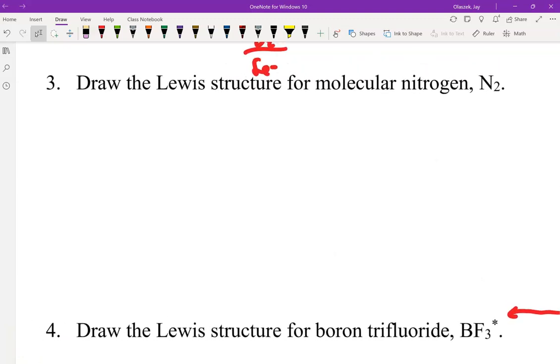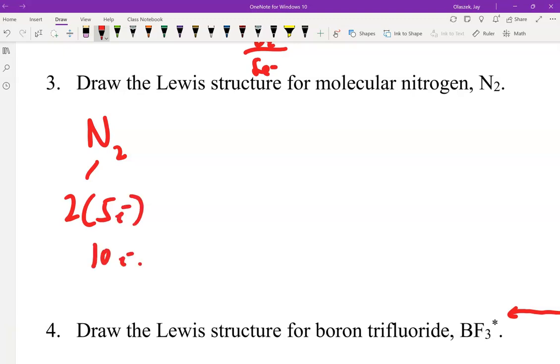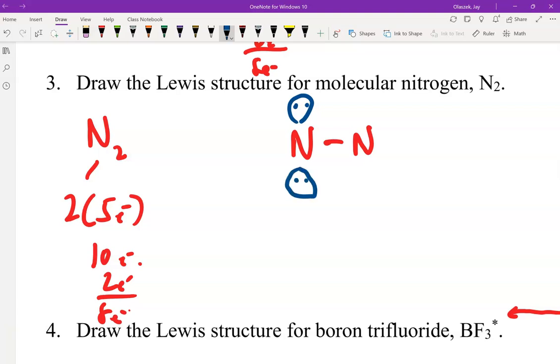This one is called nitrogen. It has 2 nitrogen atoms, and that means that there are 2 atoms each with 5 electrons, for a total of 10. Well, there's nothing around the outside, so we'll just stick one next to the other, and that means that we've used 2 electrons in the bonding, and that leaves us with 8. So those 8 remaining electrons, I'll put 2 around this nitrogen, and another 4. And the remaining 4 electrons, I'll put 2 around this nitrogen, and another 4.